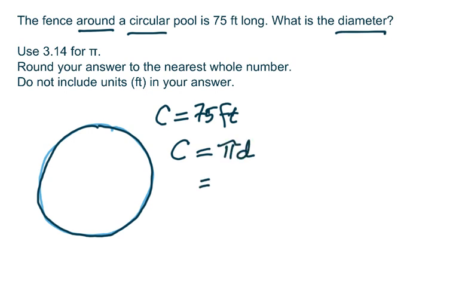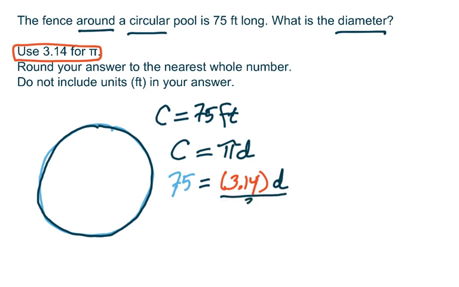Now that I've identified the formula I'm going to use, I'll start to substitute in the values. So instead of the letter C, the variable, I'm going to put in the value, which is 75. And then for pi, I'm being told to use 3.14, so I'll substitute that for pi. And then I'm left with the d for diameter, which I'm solving for.